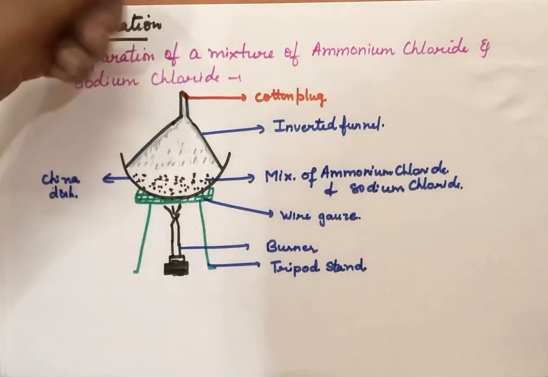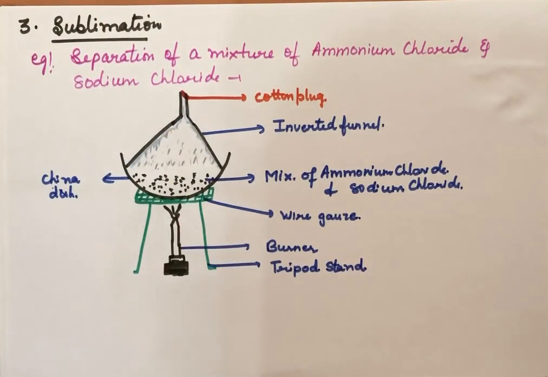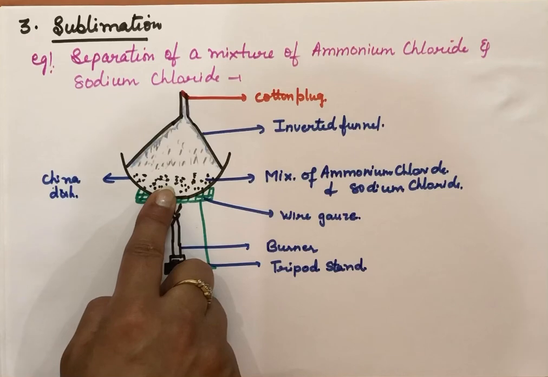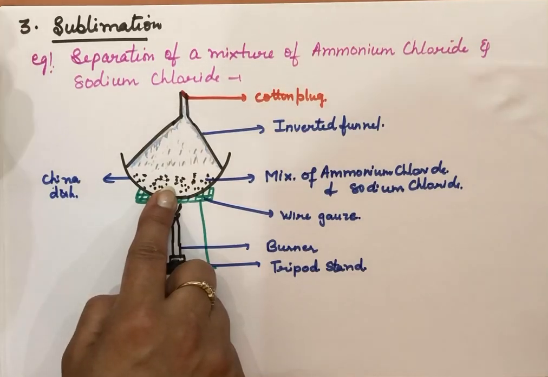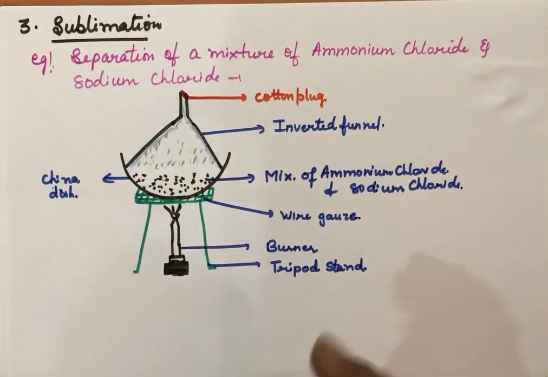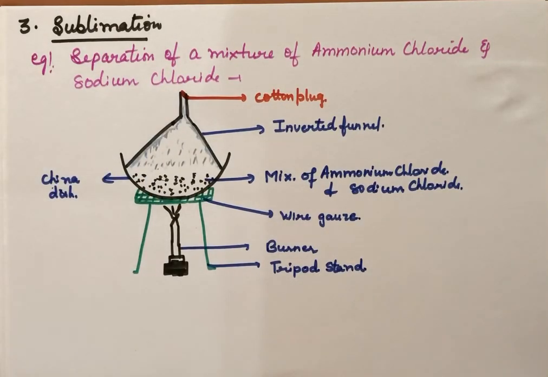And then we can remove the funnel from here. All this powder that has stuck to the side of this funnel, white powder, we can scratch it, we can remove it. That is ammonium chloride. And what will be left behind here in the china dish is sodium chloride. So taking the help of this technique, sublimation, we can separate the two components in which one component shows sublimation and another component does not show sublimation.